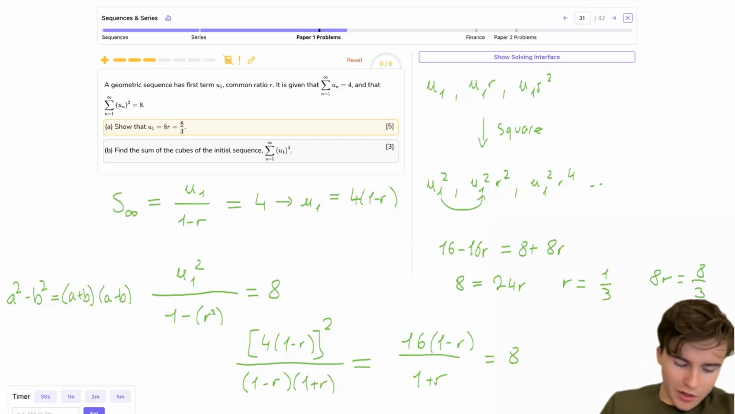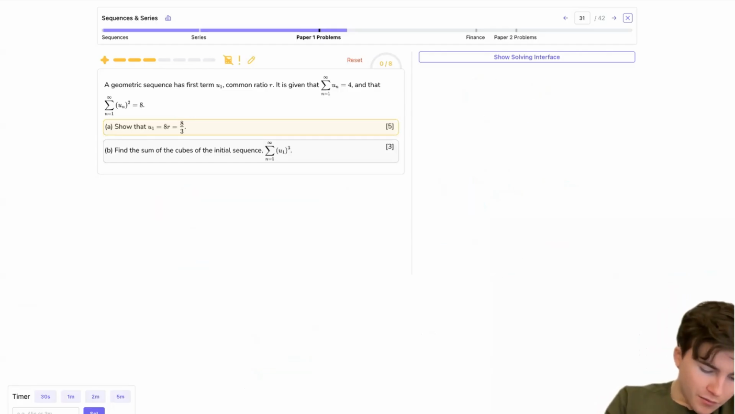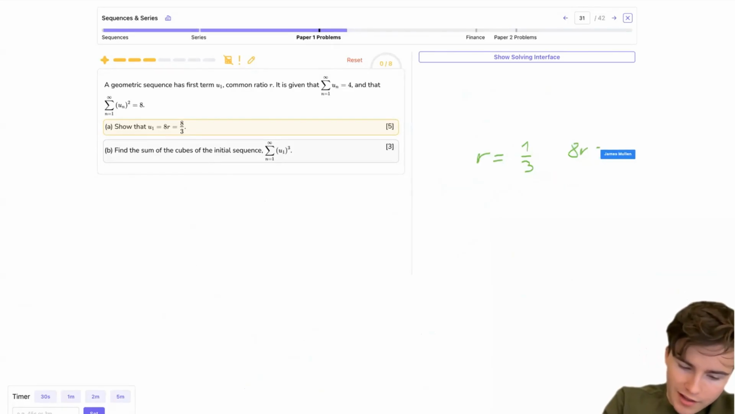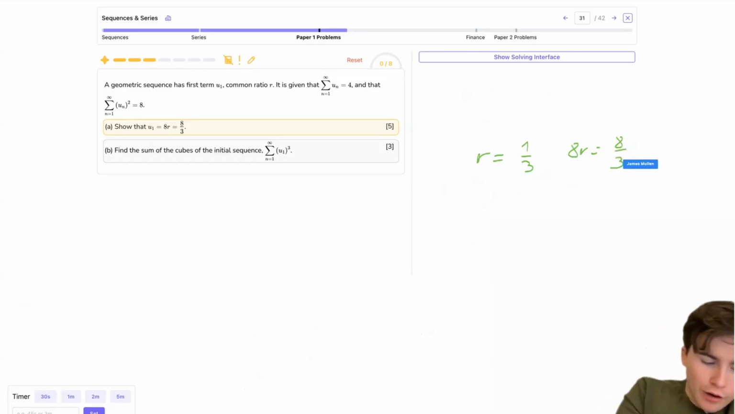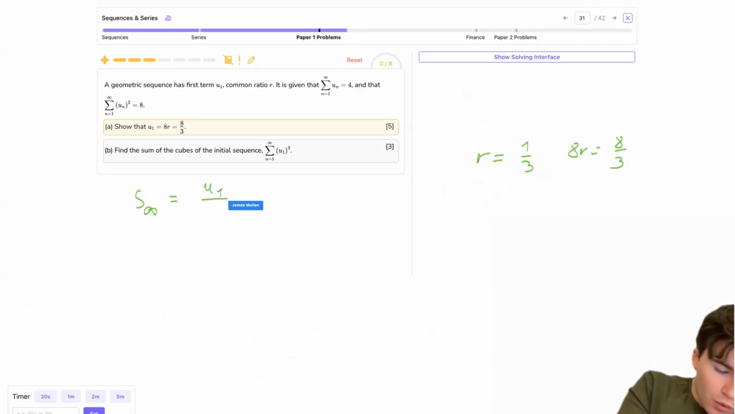And to do that, I'm going to try and make some room here. So just remember what I know. I know that r is equal to 1 over 3, which means that 8r is 8 over 3. And I already knew that the sum to infinity of the first sequence, u1 over 1 minus r, is equal to 4.